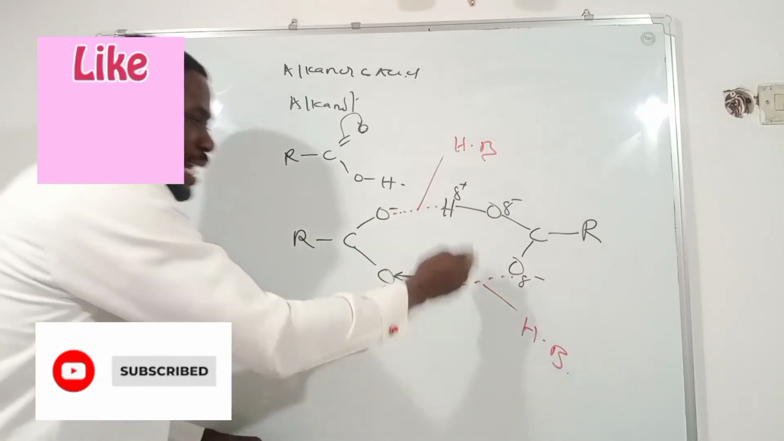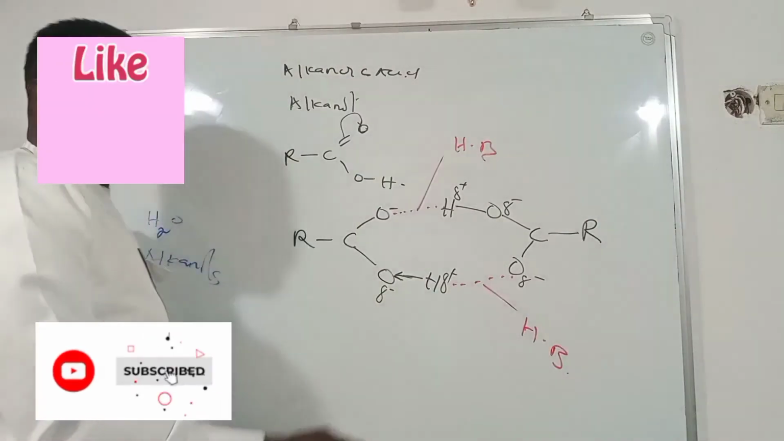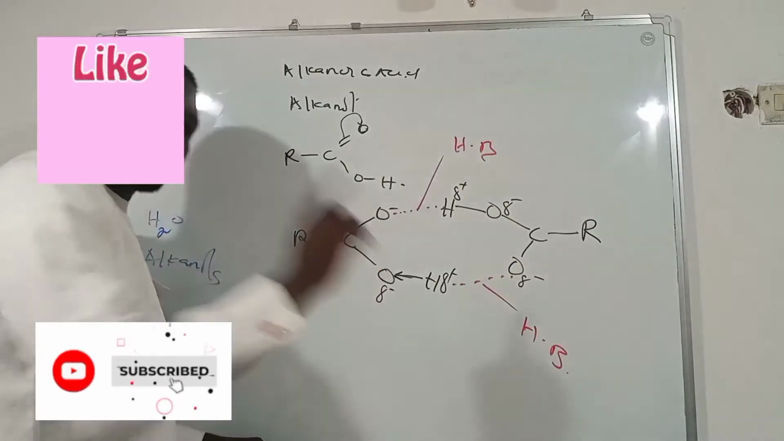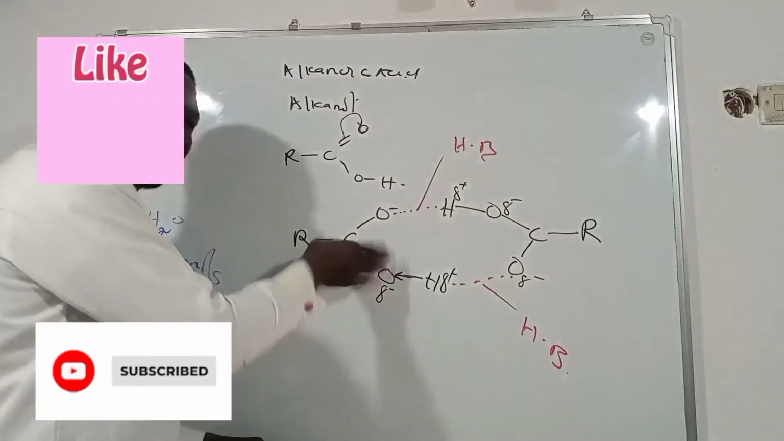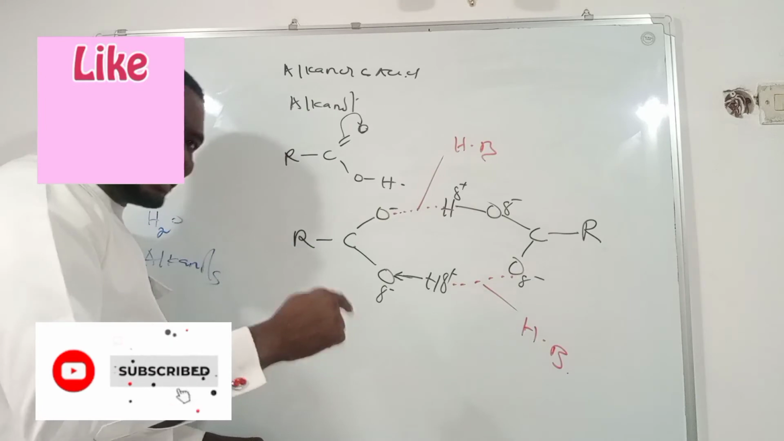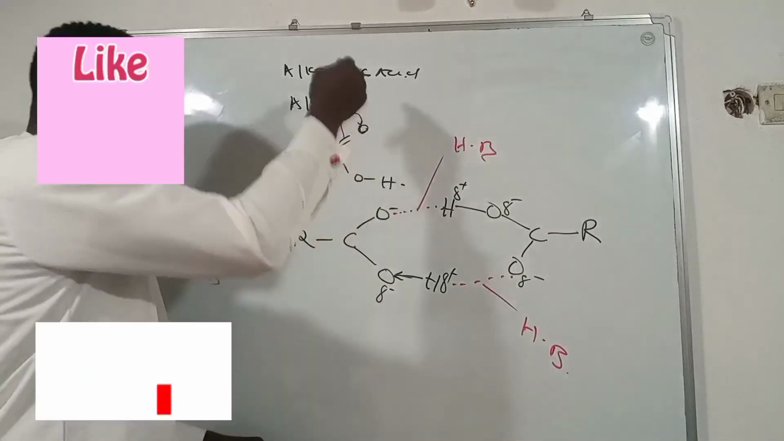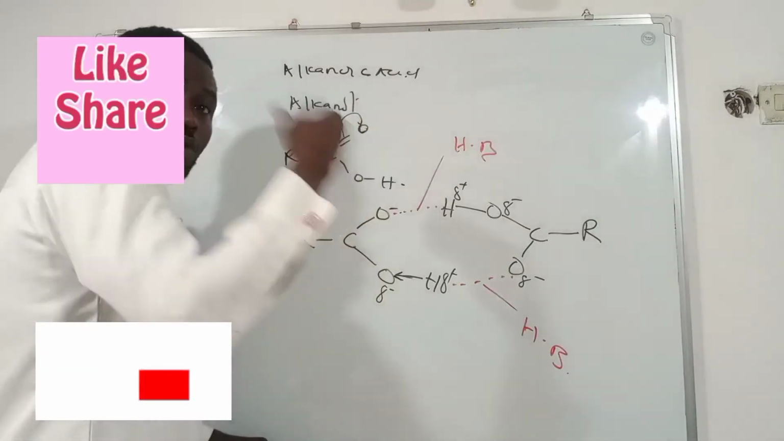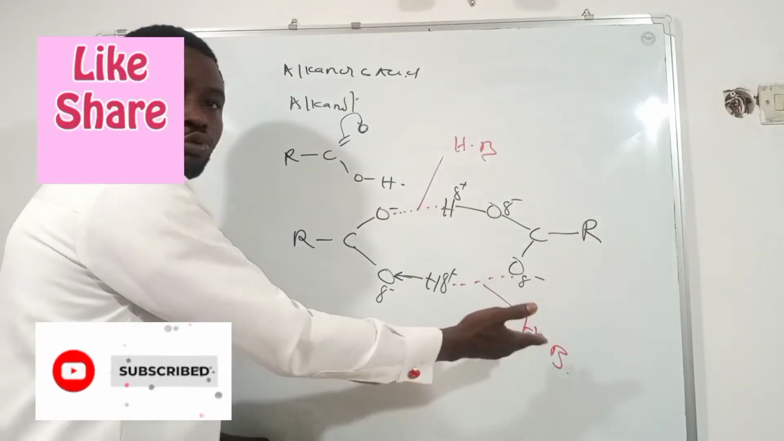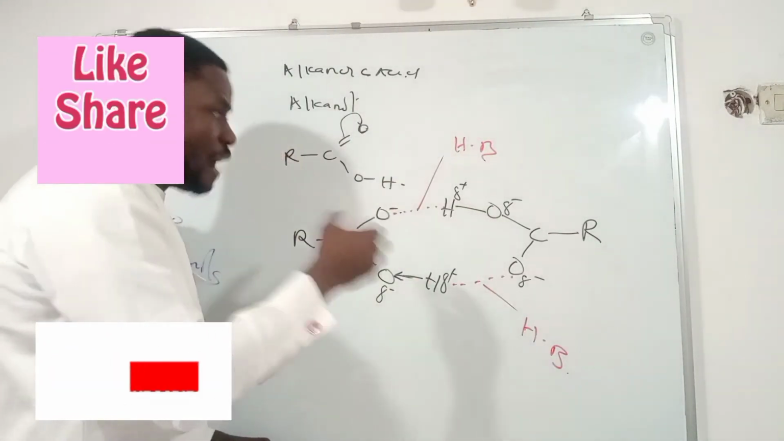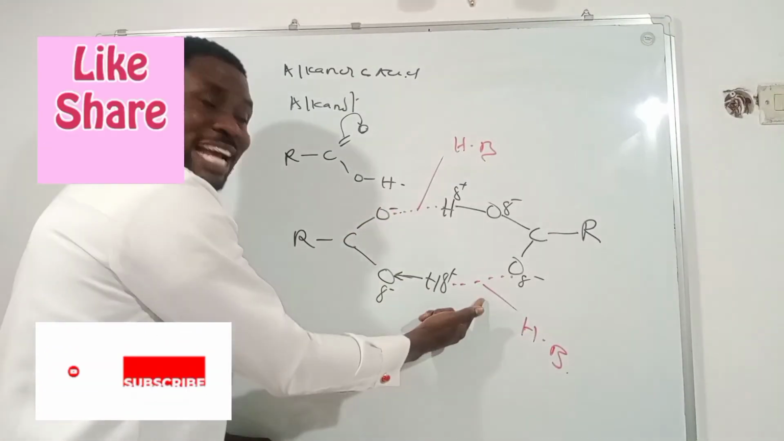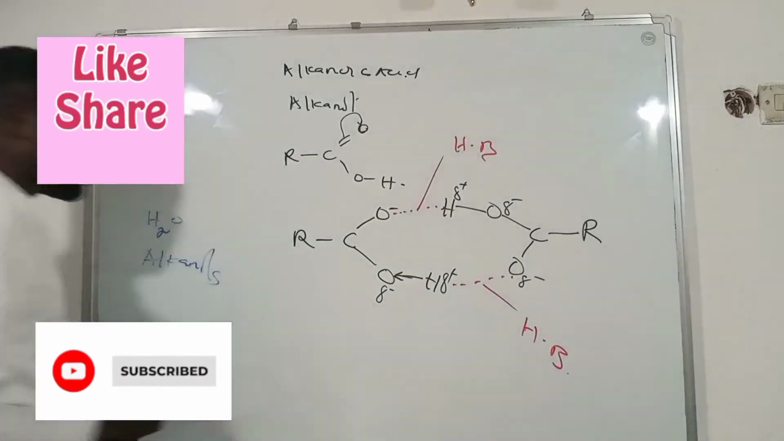Remember that these are the bonds that must be broken before this molecule will become vaporized. Remember that this molecule is in a liquid state, and so if you want to vaporize this molecule, you will need to break this bond. And if you need to break this bond, you will need more energy, because there are two. If you needed 5 kilojoule to break this bond, then you will need 10 kilojoule, because there is another one here. Now let's see what happens in alkanols.